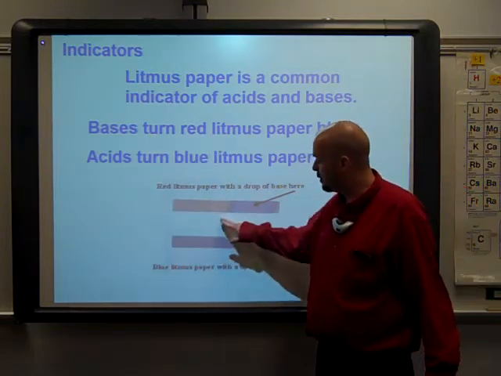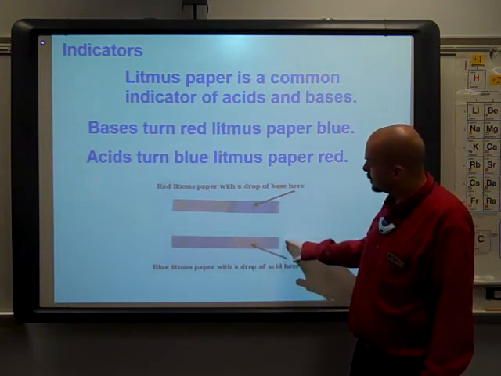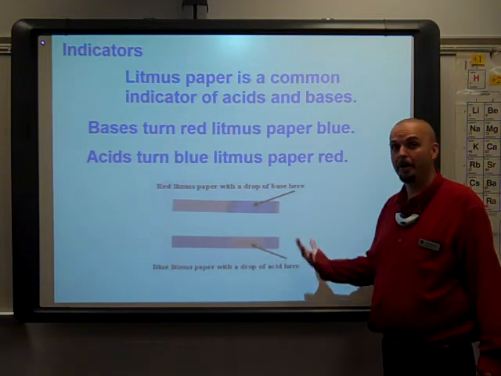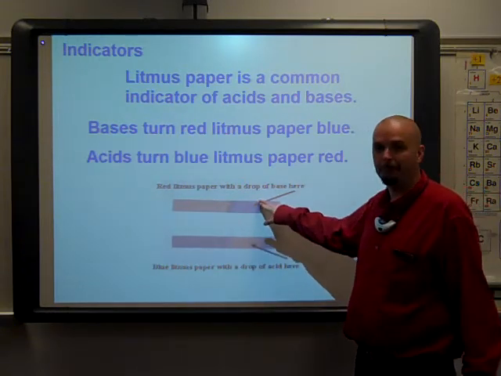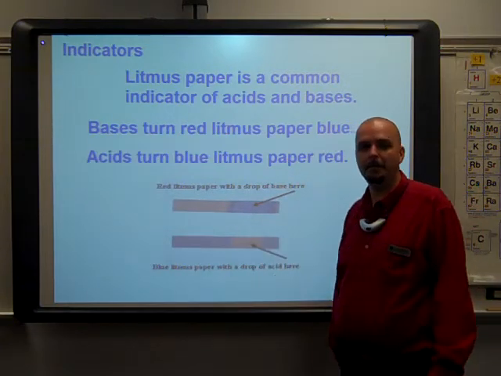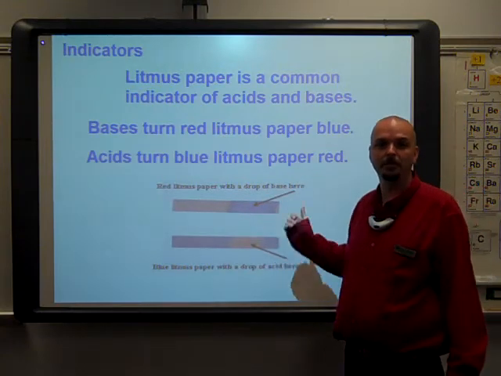This is a strip of red litmus paper. You can see a drop of base has been put here, turns it blue. This is a strip of blue litmus paper. You see a drop of acid has been put here, it turns it red. You can go back and forth with these. If we wanted to turn this blue spot red again, we put an acid on it. If we want to turn the red spot blue again, we put a base on it. Go back and forth between the two. Base is blue, acid's red.